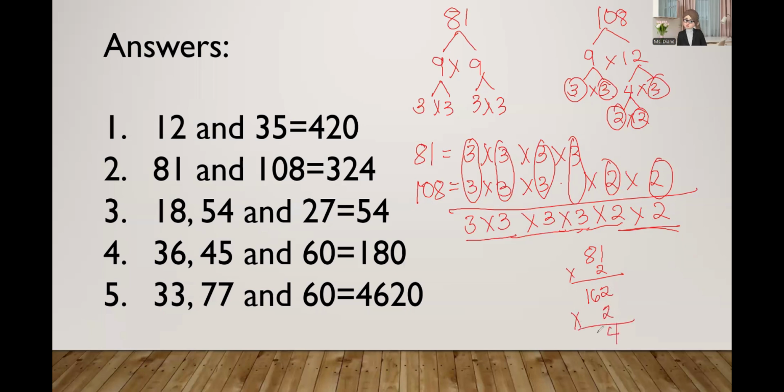6 times 2, that is 12. 1 times 2, and that is 2 plus 1. That's 3. So we got 324 here.